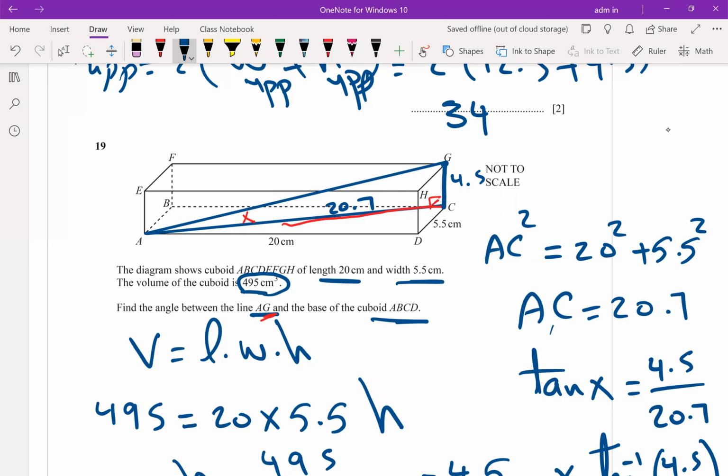So you have to get AG or AC? We explained how to find AC. Listen, if I ask you to find AG, how? How can I find the length of AG? By using which triangle?